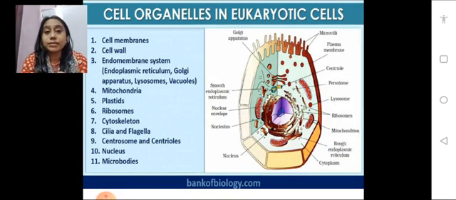Now let us take an animal cell. Animal cells do not have cell wall. They have just the cell membrane or the plasma membrane at the outside. The animal cell also has an endomembrane system consisting of endoplasmic reticulum, Golgi apparatus, lysosome and vacuoles. The animal cell will have mitochondria, ribosome, cytoskeleton, and a very important organelle which is not present in the plant cell, that is centrosome and centrioles. Apart from this, the eukaryotic cell of course will have a well-defined nucleus and microbodies, right? But this animal cell does not have the plastid like plant cell.